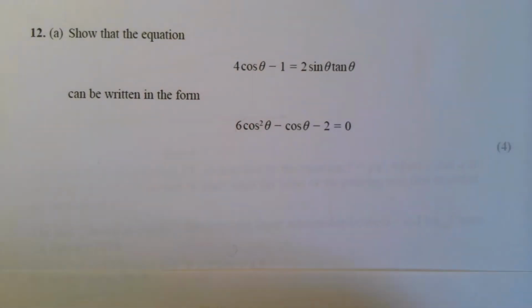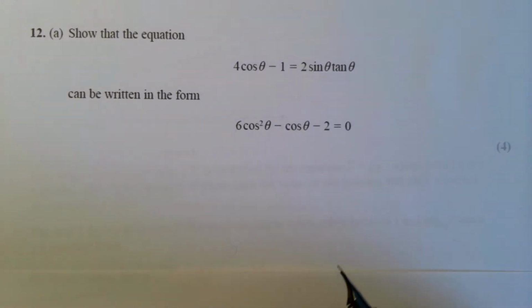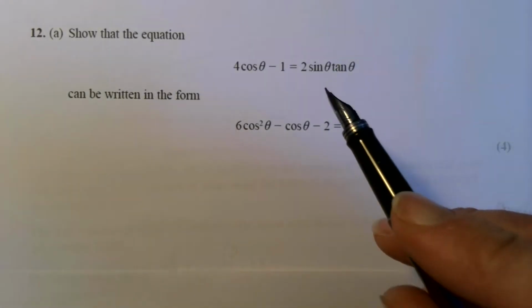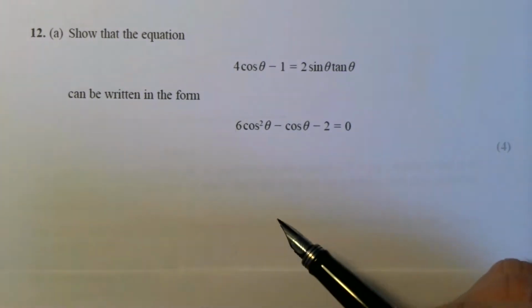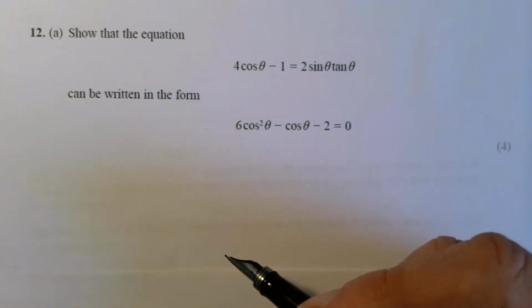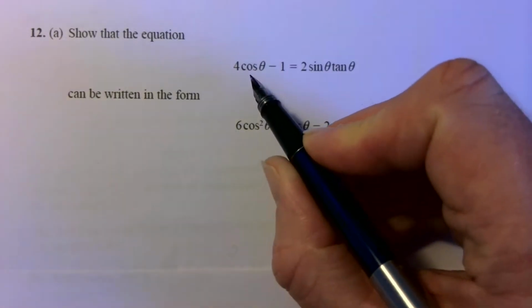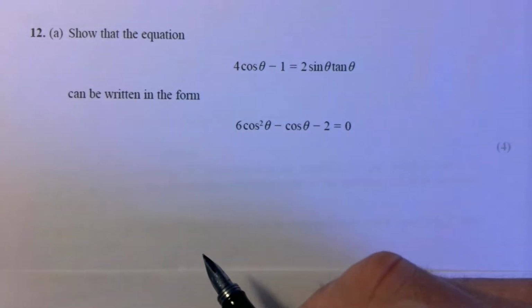Okay, now the nice thing about a show-that question is that you know when you've got to the answer. The nasty thing is if you can't find a way to get there, isn't it? But anyway, this is all about trigonometric identities, and there are two main ones that you've got to make sure you've got at your fingertips. As soon as I see sin, tan, I've got a cos over there, and I know that I want to get it all into coses.